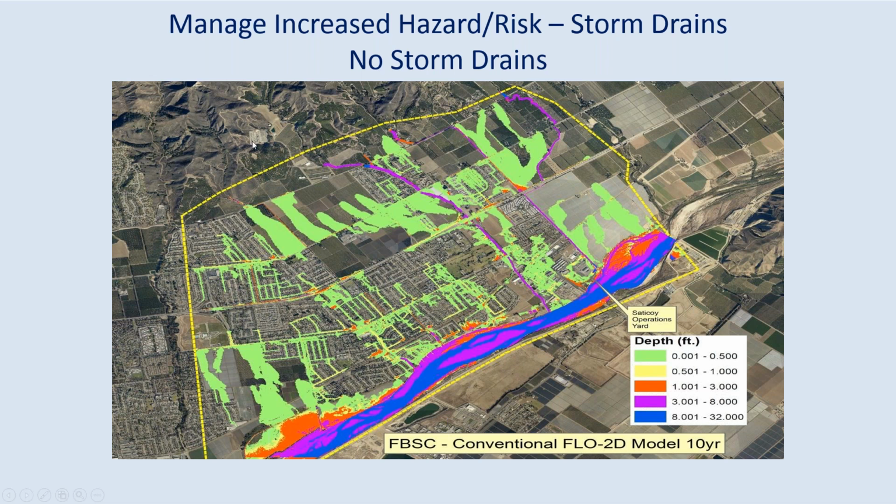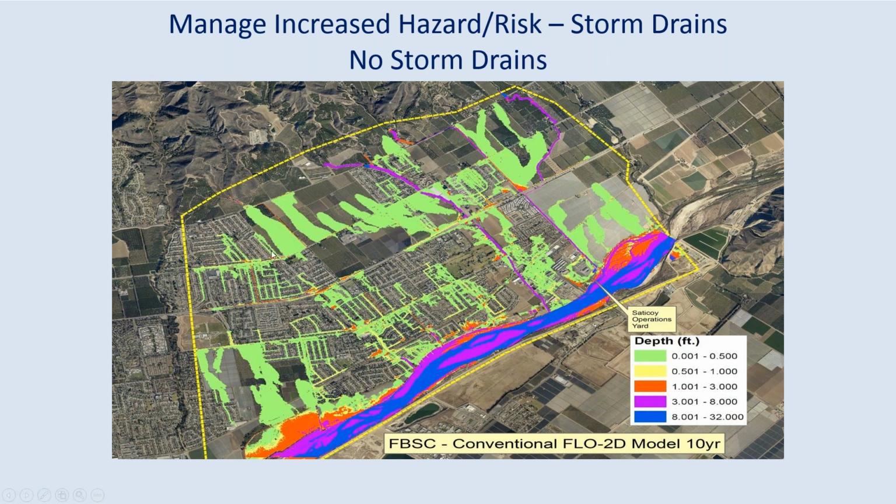This is in California. All these watersheds burn periodically. There's even been some recent burning near these watersheds here. So we're looking at a 10-year event here. And this is with no storm drains.